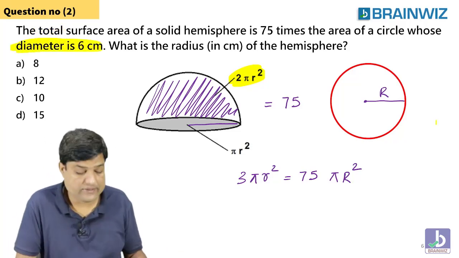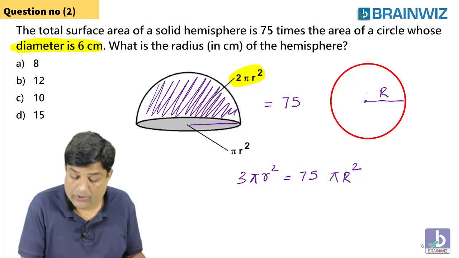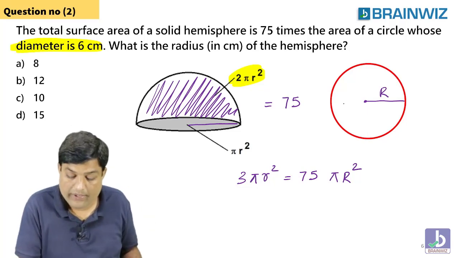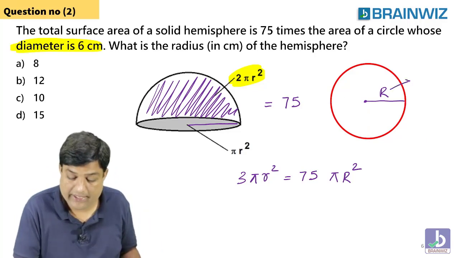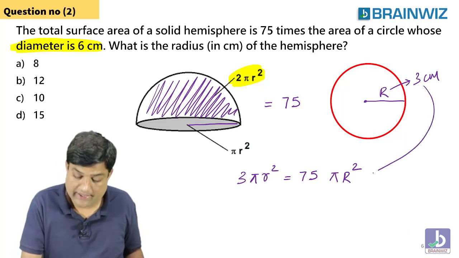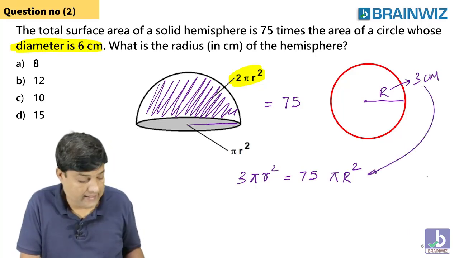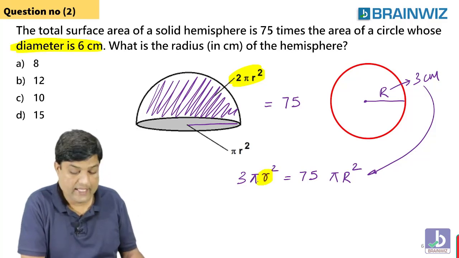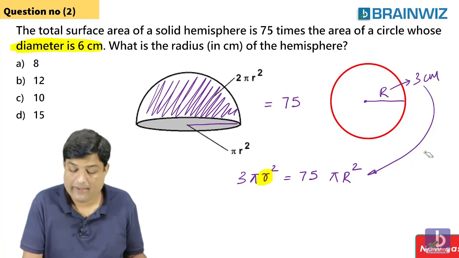He told you the diameter of the circle is 6 centimeter. You all know that the diameter is nothing but double the radius. So when double the radius is 6 centimeters, the radius will be 3 centimeter. Are you understanding, everybody? So this radius we can substitute here and we can get the radius of the hemisphere. This is what we can get, guys. So how to get it?